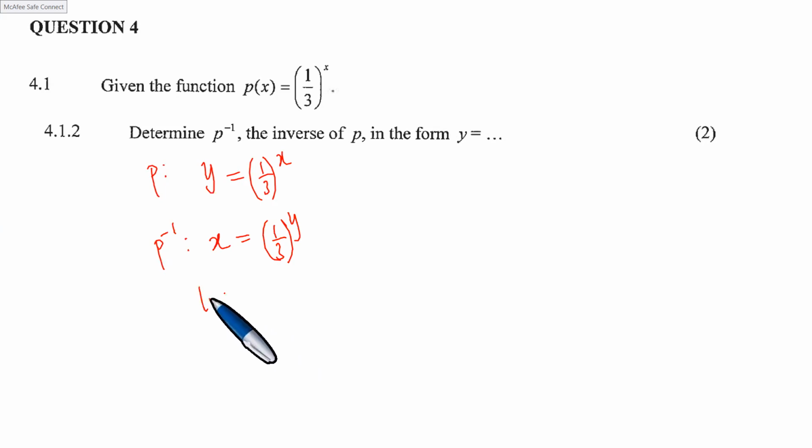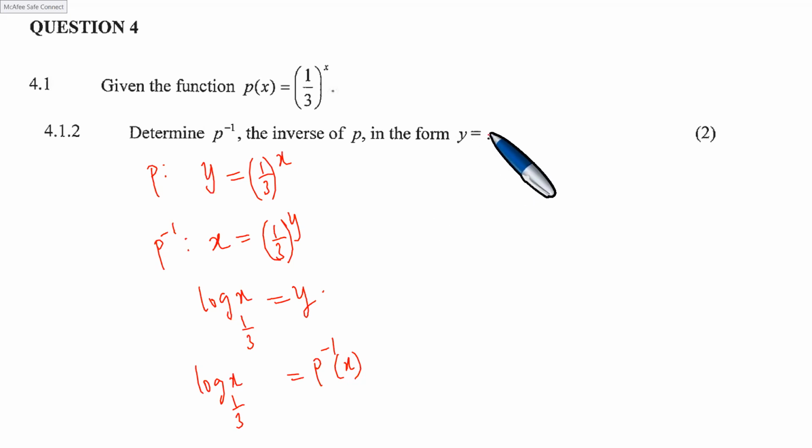Okay, so this becomes the log of x base 1/3 equals that. So we make y the subject. If you make y the subject, therefore it becomes y equals log x base 1/3. And this observation is very important for us, because this is already the inverse. So if this is the case, then we can write from here that this is exactly P inverse of x, which is equal to the log of x base 1/3.